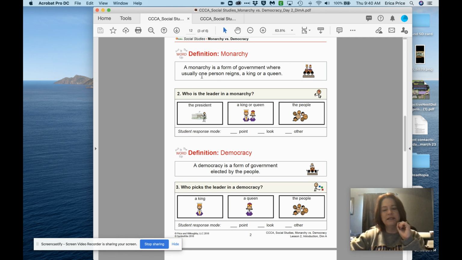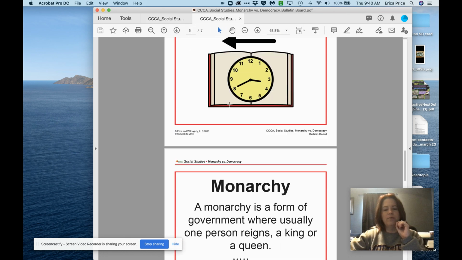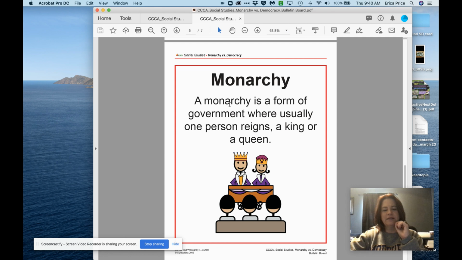Okay, so if we had our big bulletin board up behind us, we'd have this picture posted so everybody could see. Every day when they'd walk into class, they'd see this, so they would remember these words. Monarchy is our word. A monarchy is a form of government where usually one person reigns or rules, and it's a king or queen. So we have our definition and we have our picture of our king and queen.